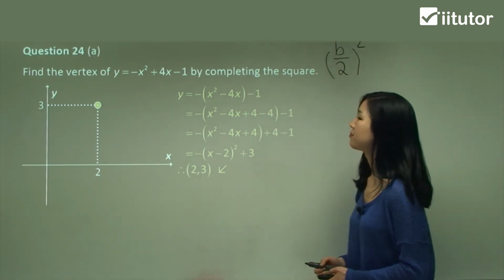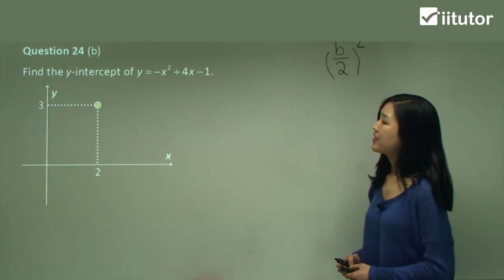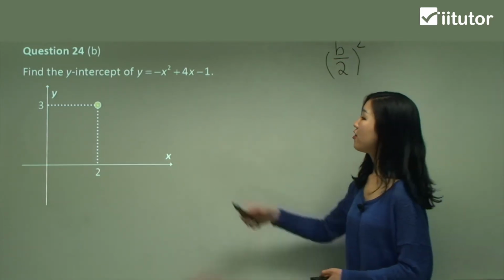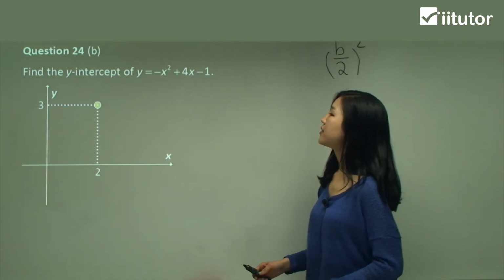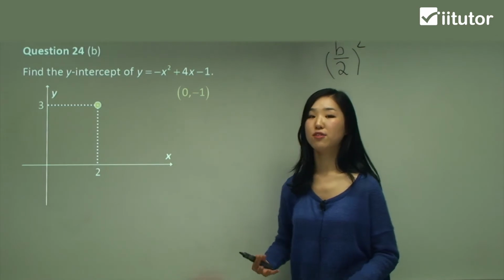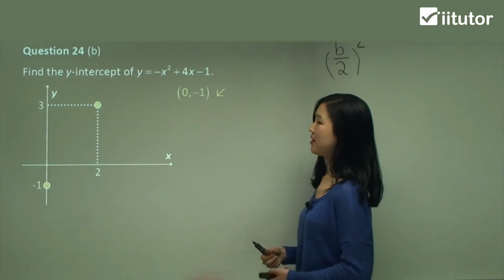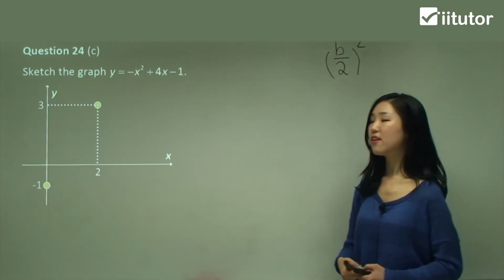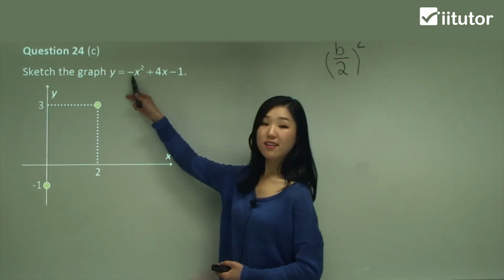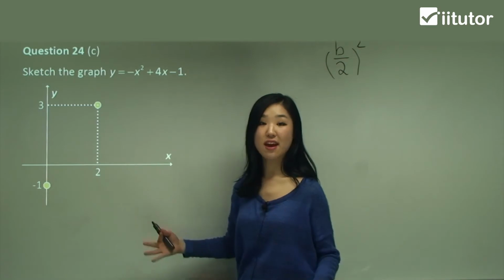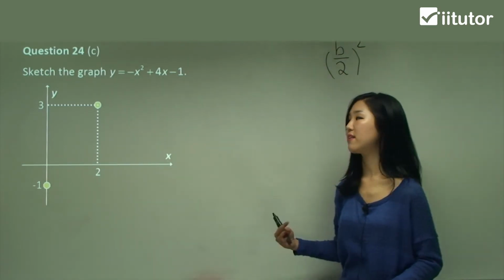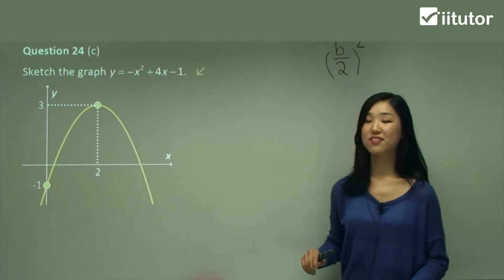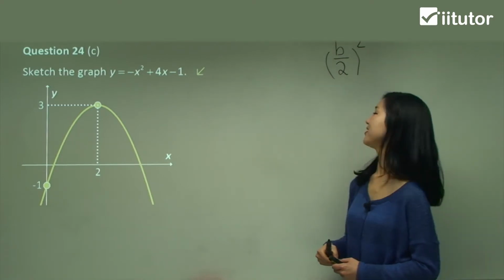Now find the y-intercept. Just sub in x equals 0, and you should be left with negative 1. So 0, negative 1 is your y-intercept. Just plot it in. Then we're going to sketch the graph. And guys, what does a negative x squared indicate? It's concave down. A negative coefficient means it's concave down, so that's what it looks like.